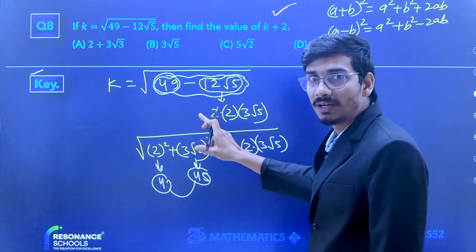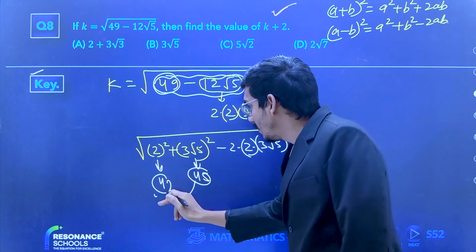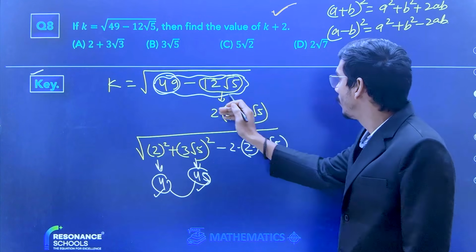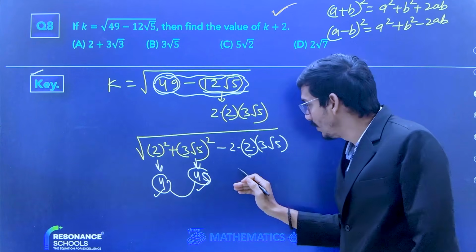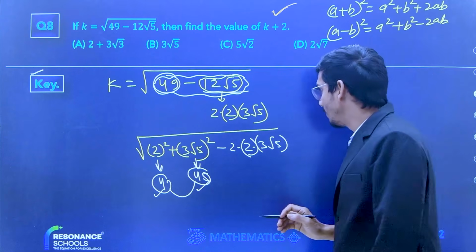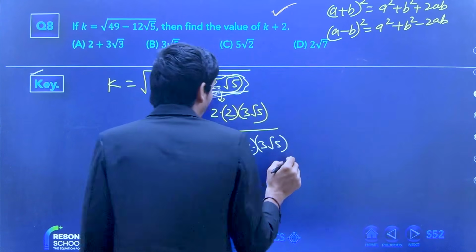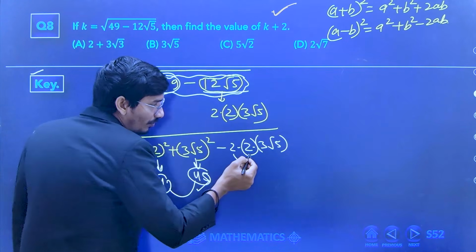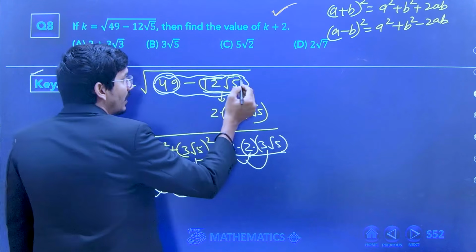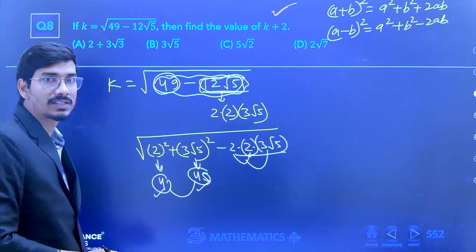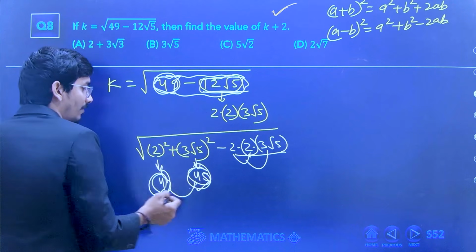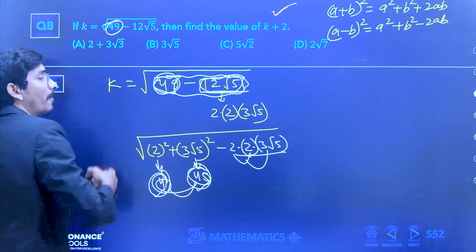So I am writing, beta, 49 as 4 plus 45, and 12 root 5 as 2 into 2 into 3 root 5. When you simplify, beta, 2 into 2 is 4, 4 into 3 is 12, 12 root 5, it's the same. And 49 as 4 plus 45, that is 49.